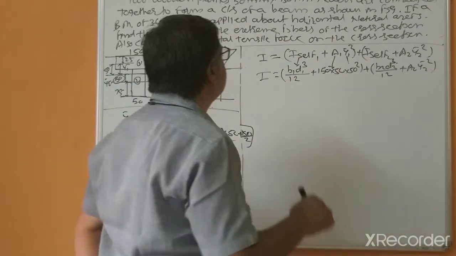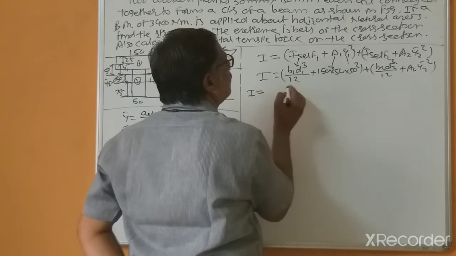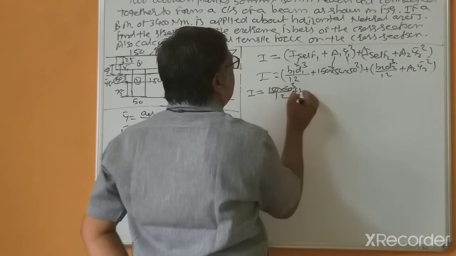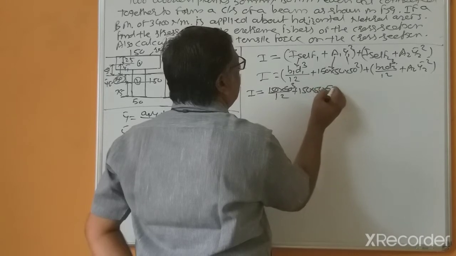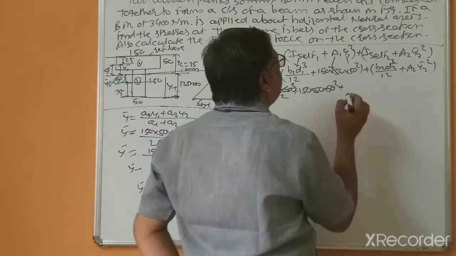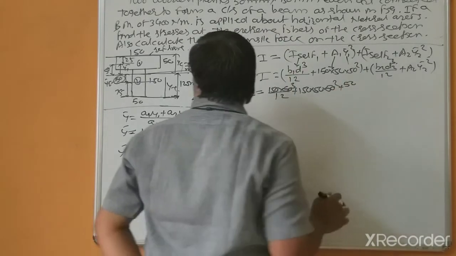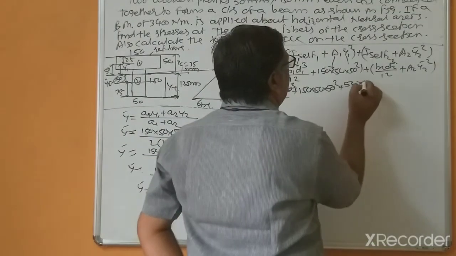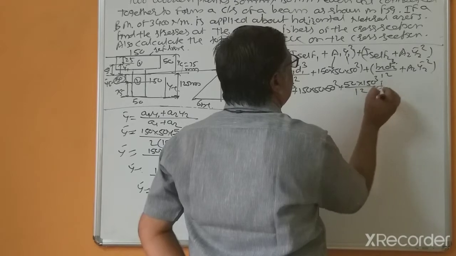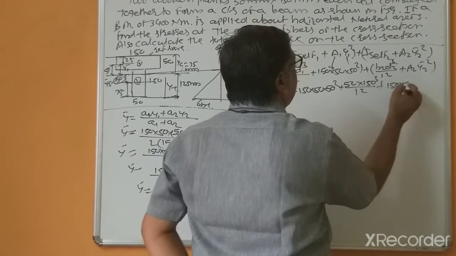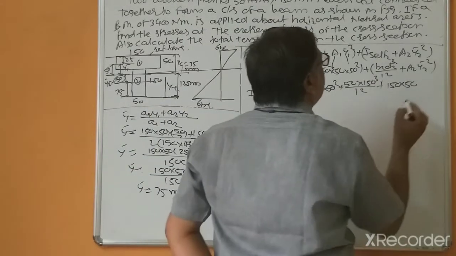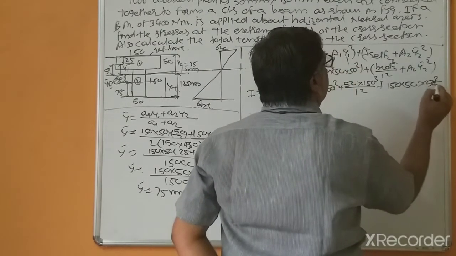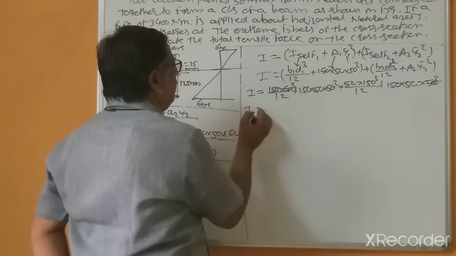so you may be confused. B1 150 into 50 cube divided by 12 plus 150 into 50 into 50 square plus this is 50 because B2 equals 50, D2 150 cube divided by 12 plus area, second area 150 into 50, 150 into 50 multiplied by, and this is Y2 equal to 50 square. Now we will calculate one by one.